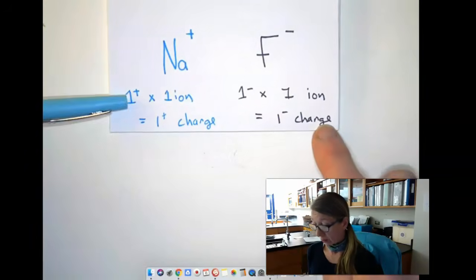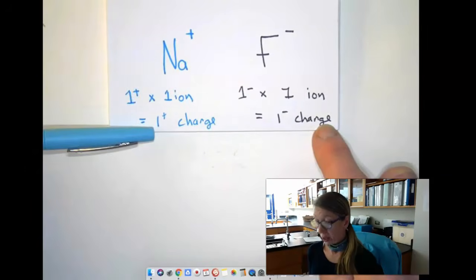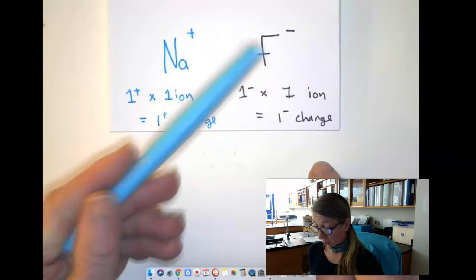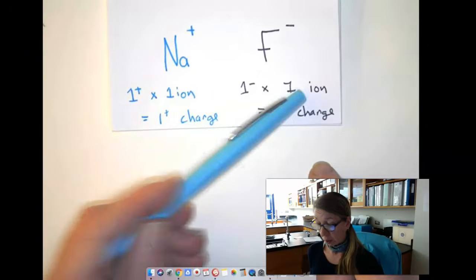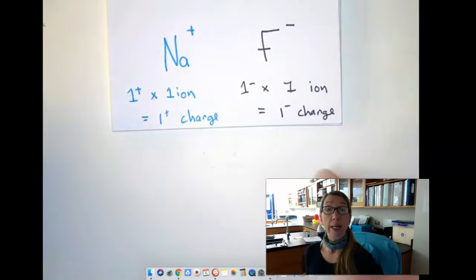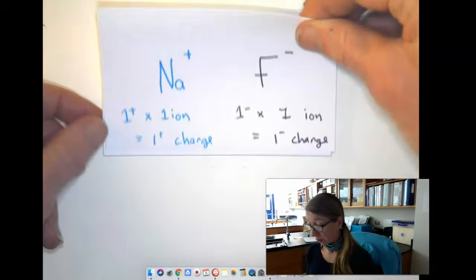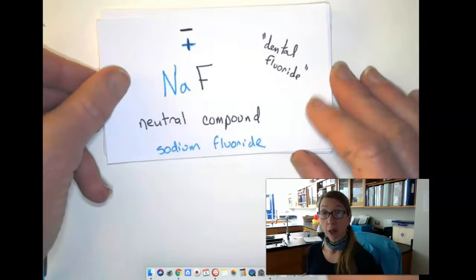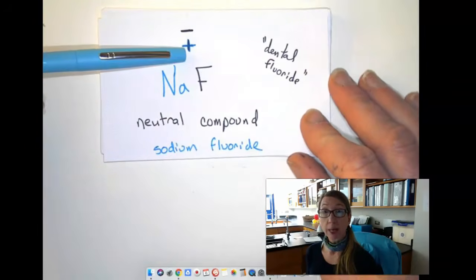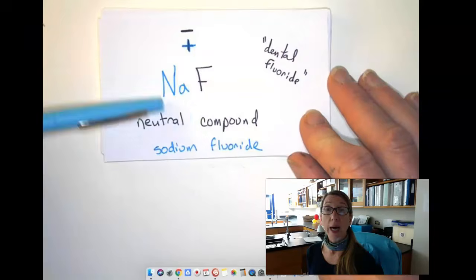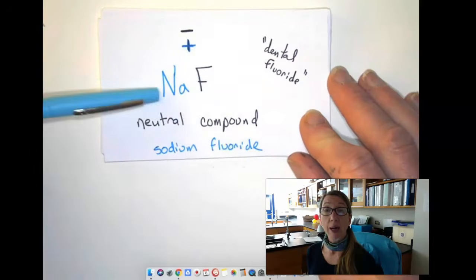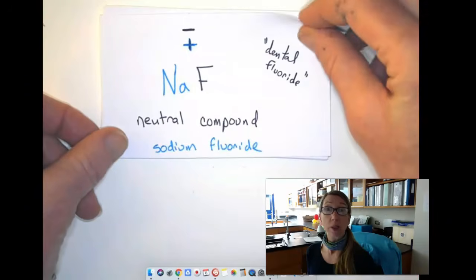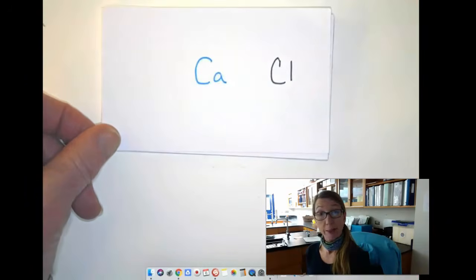Sodium had a positive 1 charge and 1 ion, so it contributed a 1 plus charge. Fluorine had a negative 1 charge, and there was 1 ion in the formula, so it had a negative 1 charge. What this results in is a neutral compound. There was 1 negative for each positive, so we don't have to write the ion notation when it's in a compound. It is neutral. This is sodium fluoride, and that is what is in your toothpaste.